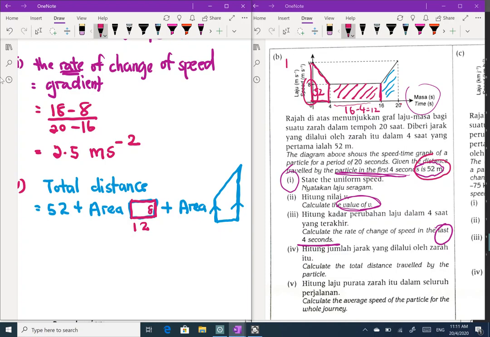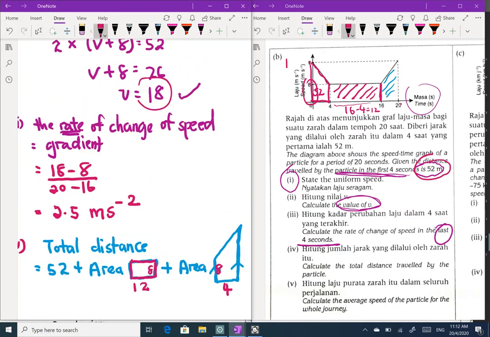Okay, how about this one? 20 minus 16 is 4. 20减16等于4. The height for this one is 8. The height for this one is V. V is, still remember, V is 18.